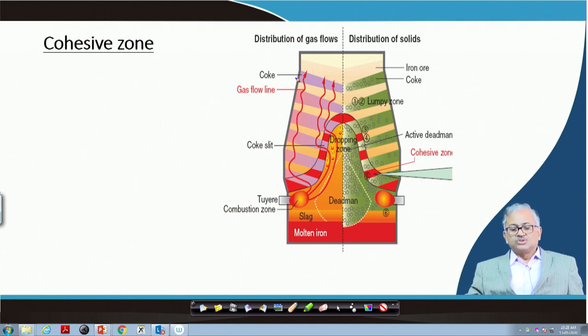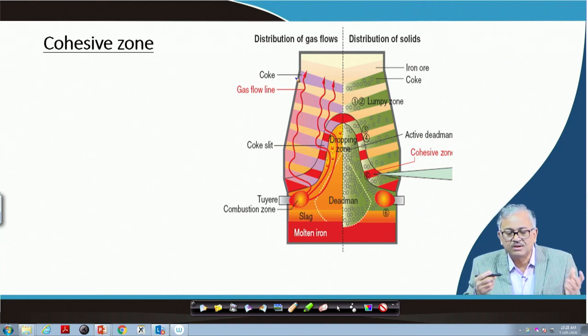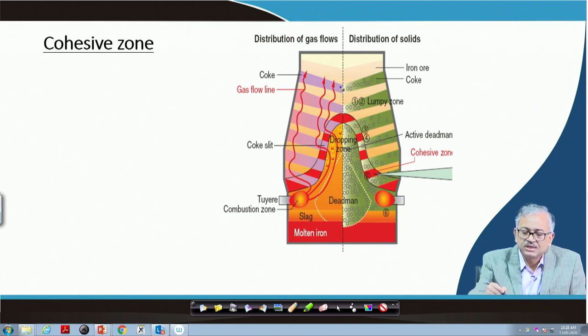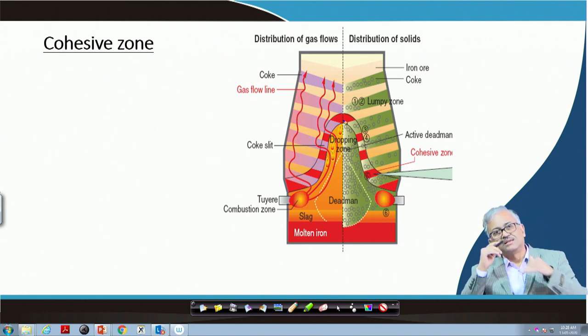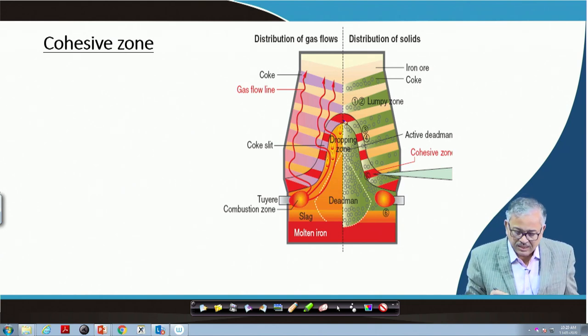There is also the M type stock line, which is very important, and later on you will come to know about it. But usually you can find a V type of stock line, and the ore is also aligned this way. The burden is aligned in the V way. It is not horizontal, it is inclined. Second thing is that after coming a certain distance, as the ore comes down near the center, it starts softening. So the ore here has started softening, and you can find the coke remains unaffected.